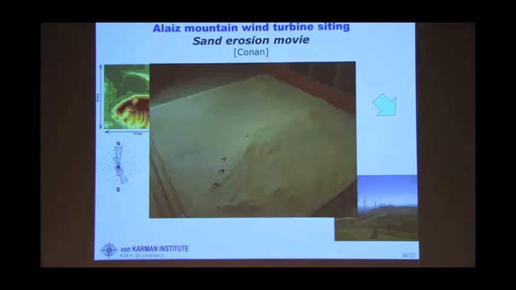So what you see here is the wind tunnel model, 15 by 15 kilometers. So obviously we didn't have to put any roughness there. So it was 1 to 5,000 the scale.